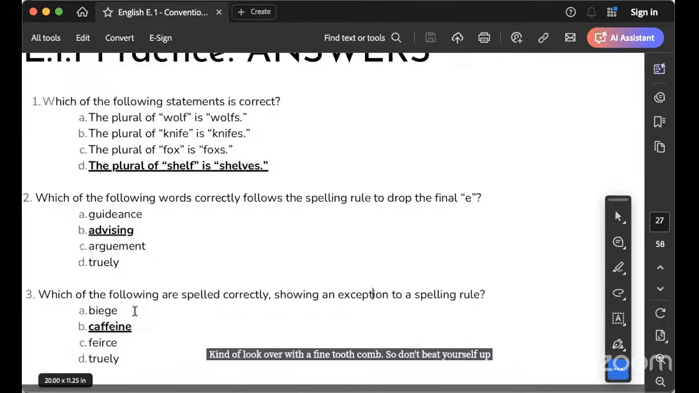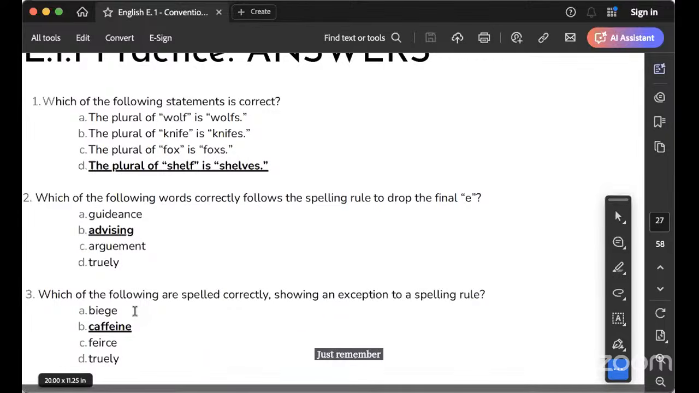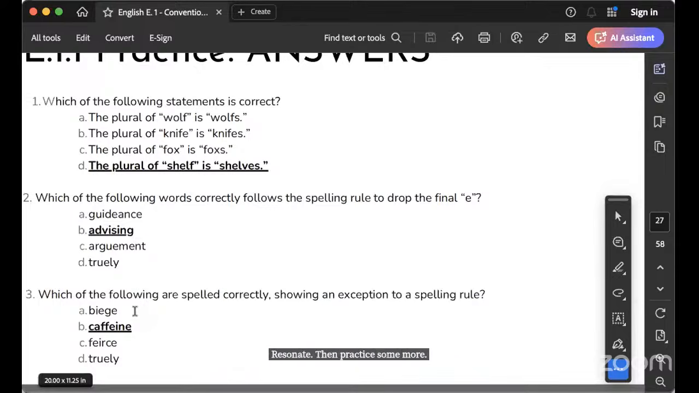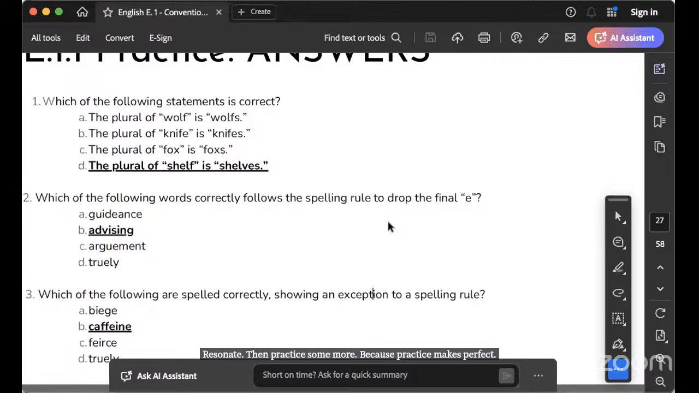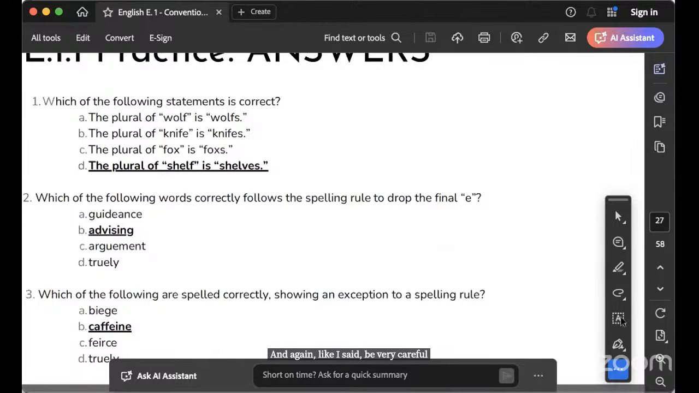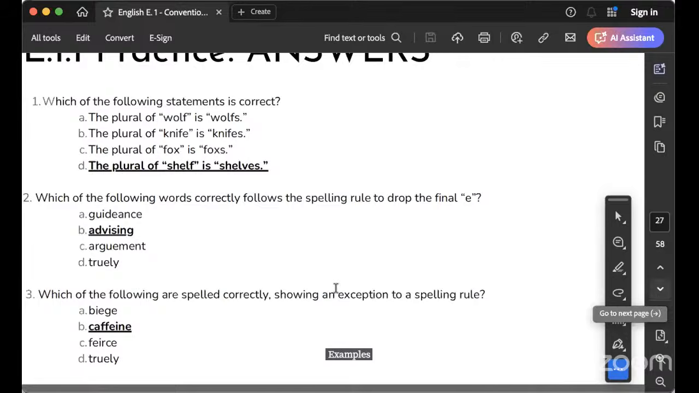Don't feel bad. Don't beat yourself up over it. Just remember, you just learned this, okay? You need to sit on it. Let it sink in, resonate. Then practice some more because practice makes perfect. All right? Any questions? And again, like I said, be very careful with the way that the questions are worded. Examples like number 3. What do you mean?